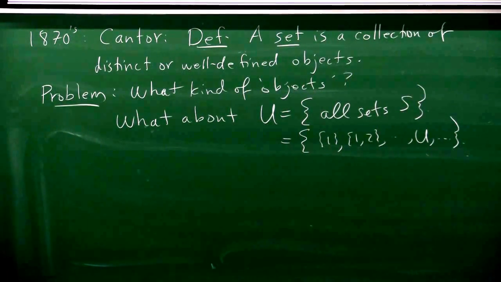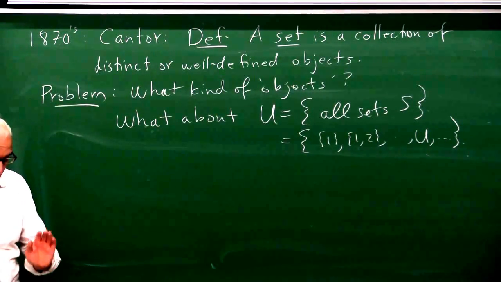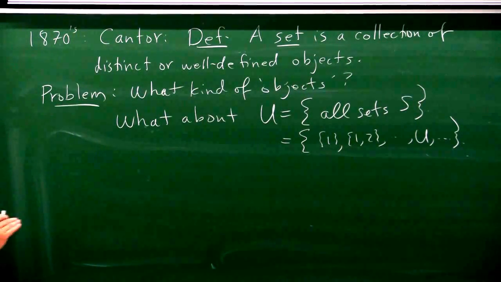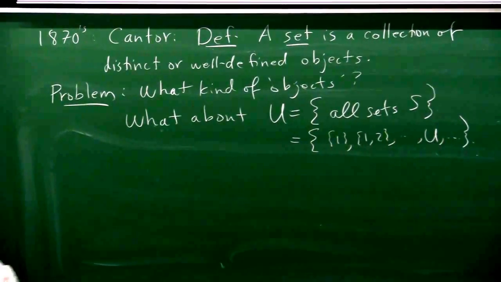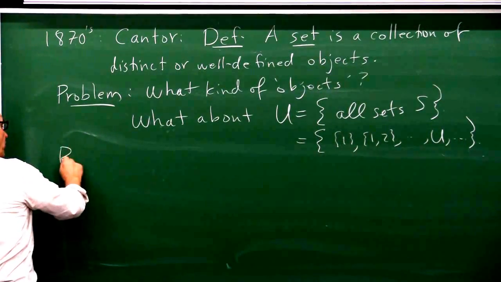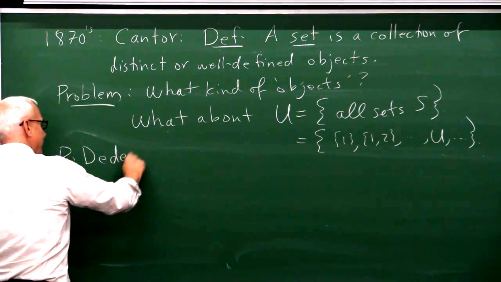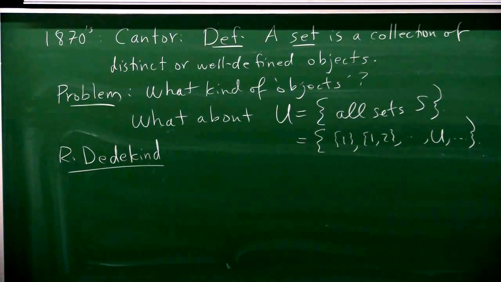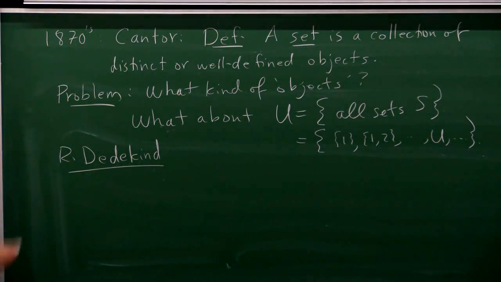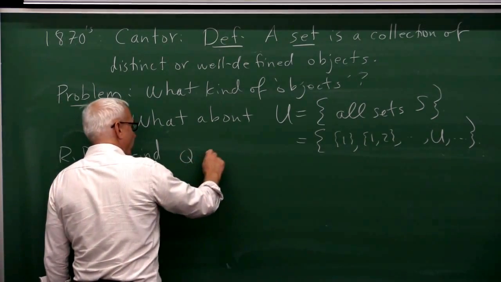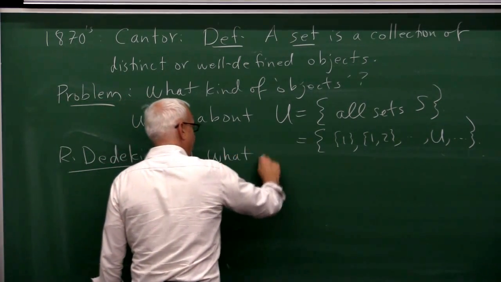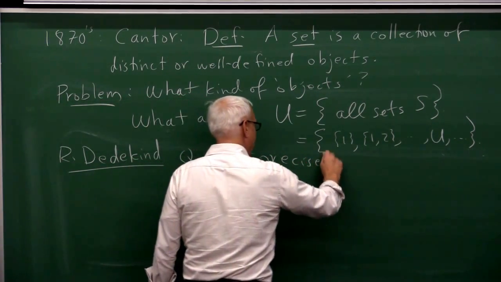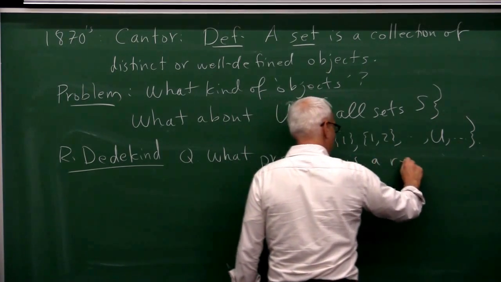And in fact, later on, this kind of thing led to serious problems, but not initially. Initially, it was quite a useful thing because it allowed Richard Dedekind to frame an answer to a problem that had been bothering mathematicians for a long time. And that was, he answered the question of what precisely is a real number.